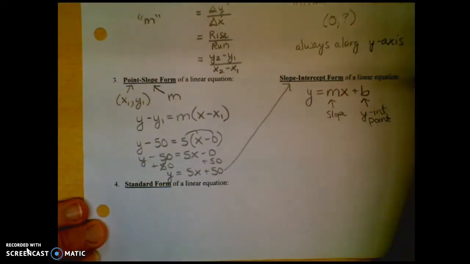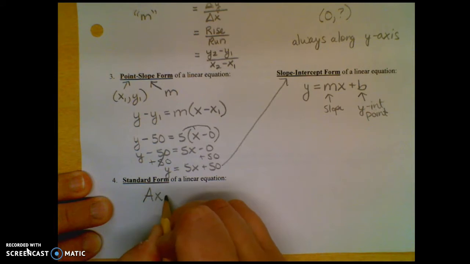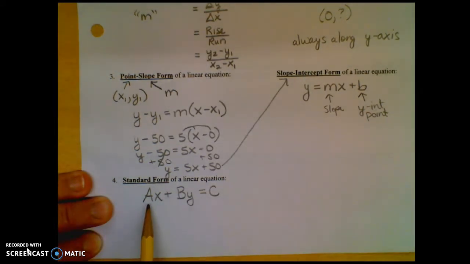Okay, our last form of a line is called standard form, which the formula for it is this. Capital A times X plus capital B times Y equals C, where A, B, and C are integers or real numbers.